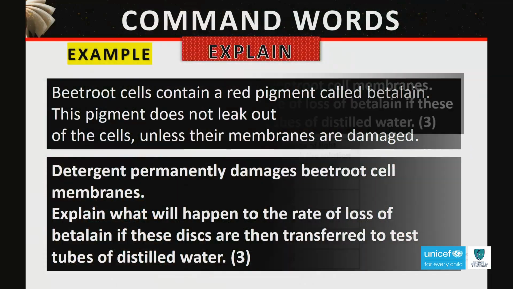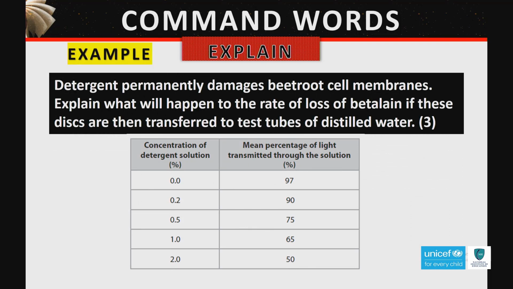Thank you. Now we'll have a look at an explain question. The question says beetroot cells contain a red pigment called betalain, and they are given a table related to it. It says that detergent permanently damages the beetroot cell membrane. Explain what will happen to the rate of loss of betalain if these discs were then transferred to test tubes of distilled water.